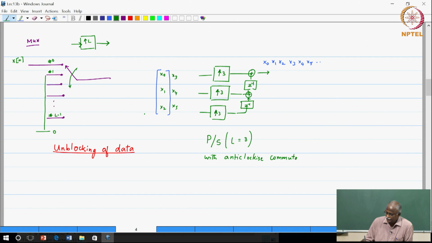commutator, and like last time, there is a short form notation which we will just say parallel to serial with L, which means basically this structure with the anti-clockwise commutator being implemented, which means that you would have to combine upsamplers with delays and then appropriately combine them and take them out. So, again, simple concepts, but once you start putting it together, you will see that there are some very interesting results that we can obtain.